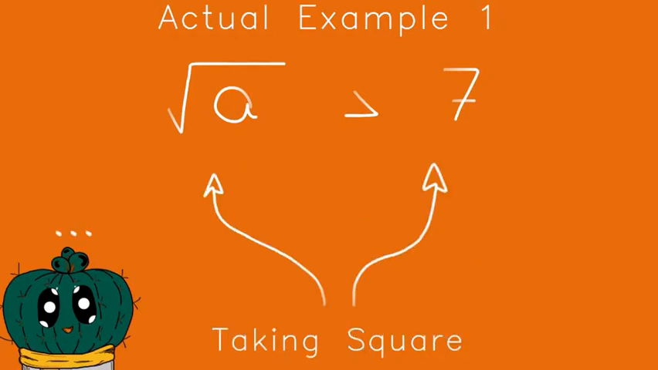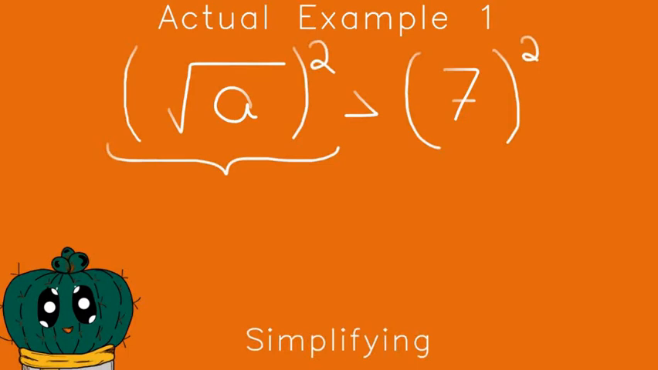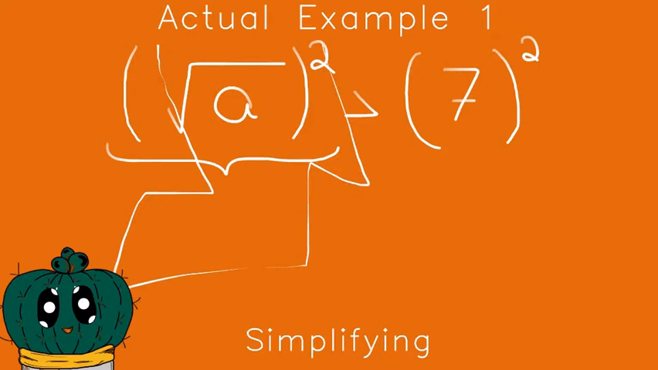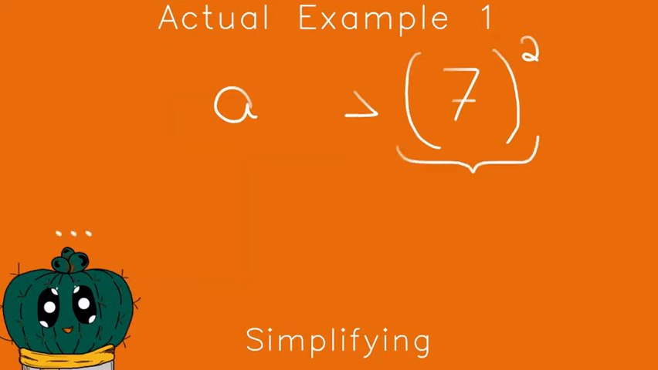So the first thing that we can do is to square, to remove the square root, and again we have to do it on both sides because we don't want to affect the inequality. The square root and the square cancel out, and on the right hand side 7 squared is equal to 49.